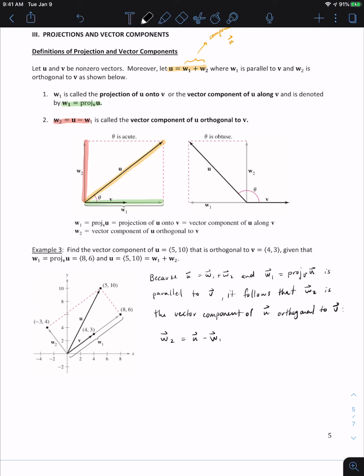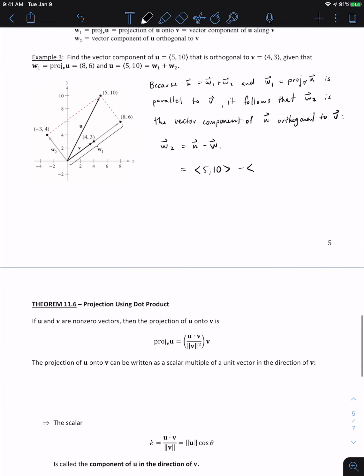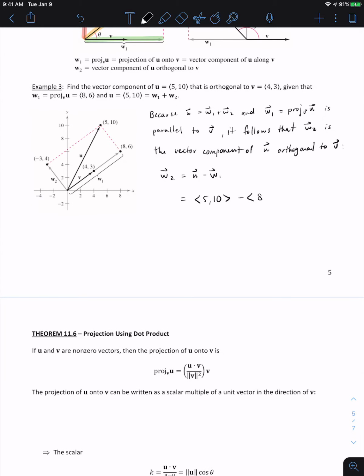So what is U? We know U, that is 5, 10. And then what is W1? That's given by the problem as 8, 6. And now we know how to subtract vectors. We just subtract component-wise. So here I get negative 3, 4. So that is my vector, the vector component of U that is orthogonal to V.